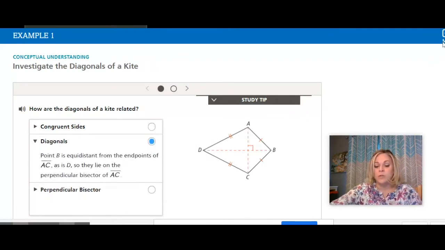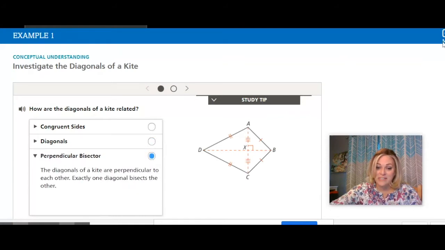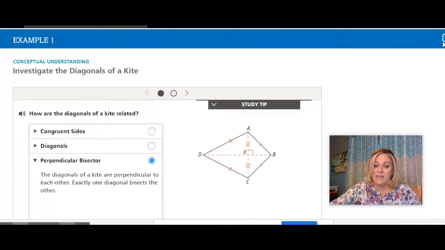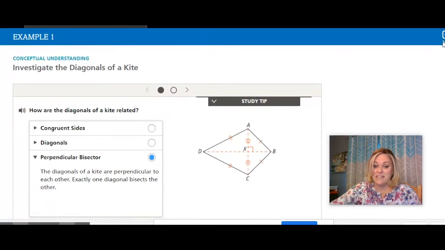which the diagonals that are created from there will create perpendicular or 90-degree angles when they intersect, which means since they are 90 degrees, this point D is equidistant from A and equidistant from C. That means this dashed line is the perpendicular bisector of AC.